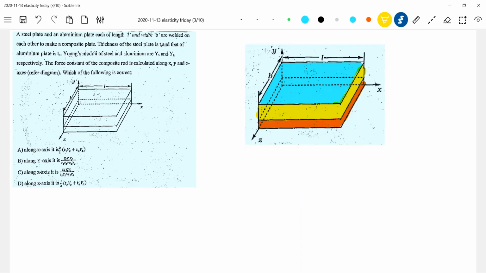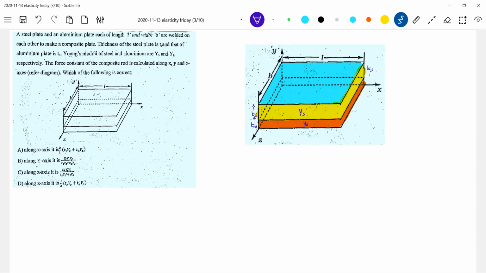Spring constant along x-axis. Thickness of them. The yellow color one, we'll call it steel. Next, the red color one is aluminum. TA and TS are the thicknesses. Now, Young's modulus of steel, you write it. Very easy, you can see.